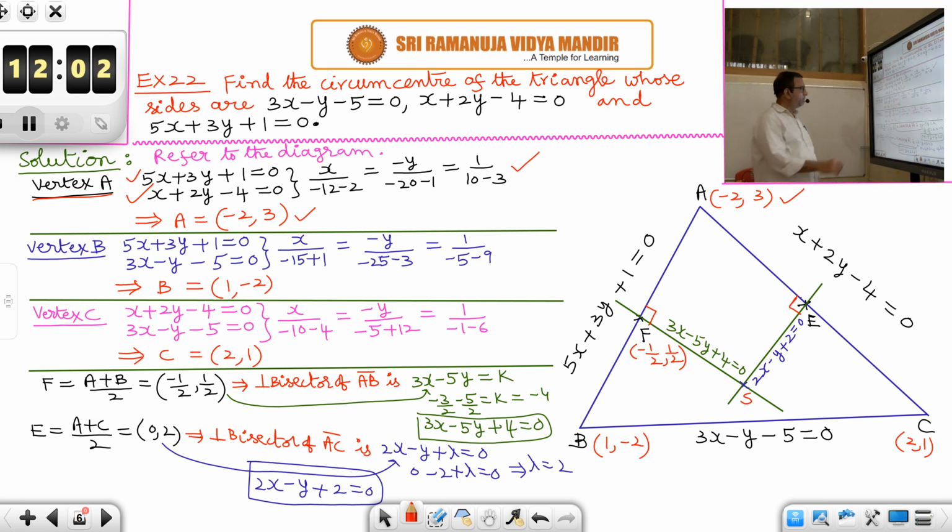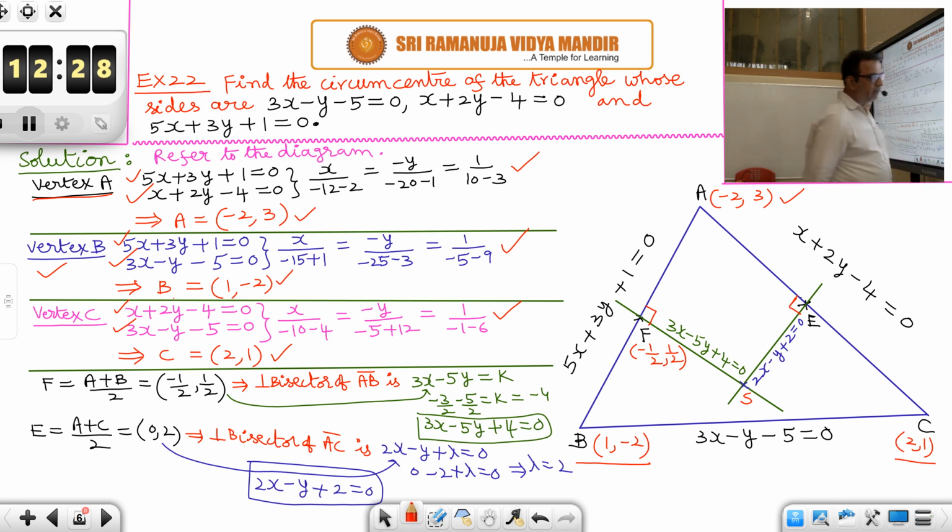Similarly, to find the vertex B, I have to solve this pair of lines. Again, I have used the rule of cross multiplication. B, I have found, is 1 comma minus 2. I have marked it here. Again, to find vertex C, I have to solve this pair of lines. Again, I have used the rule of cross multiplication. C is 2 comma 1. I have marked it in the diagram.